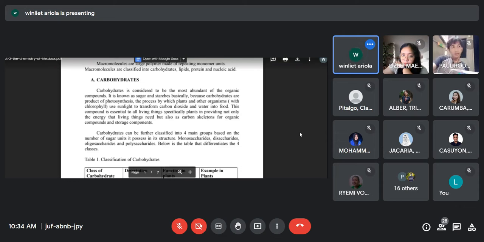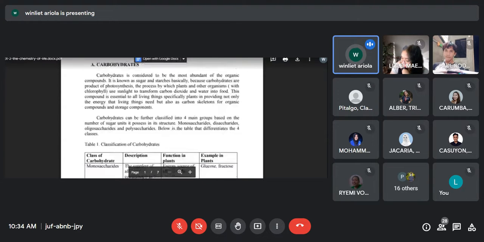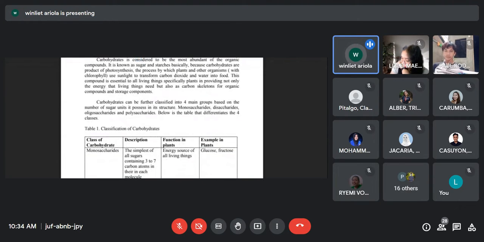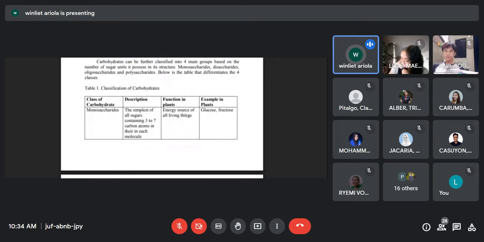In short, carbohydrates are very important for living systems, for living things, no? Sa carbohydrates natin kinukuha ang energy na ginagamit natin for our everyday life, no? So, basically, carbohydrates is energy. Carbohydrates can be classified into 4 main groups. We have here the monosaccharides, and then disaccharides, oligosaccharides, and the polysaccharides.